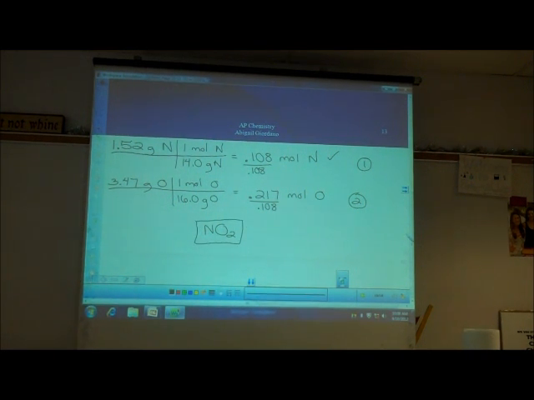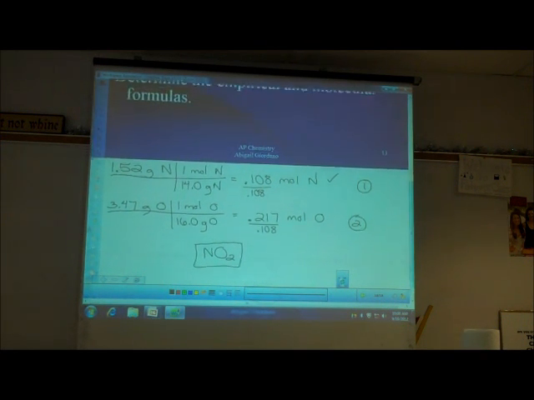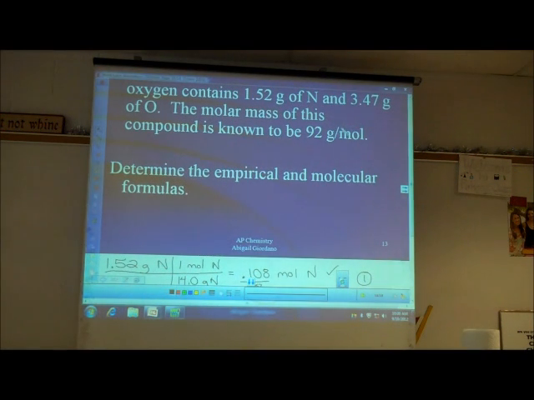Did you get that? That's what I got. Yes. Okay. Now, that would be the end of the problem if they had just asked for empirical, but they asked for molecular as well. Let me just scroll back up. Remember that you cannot do a molecular problem unless they give you the molar mass, which they have.